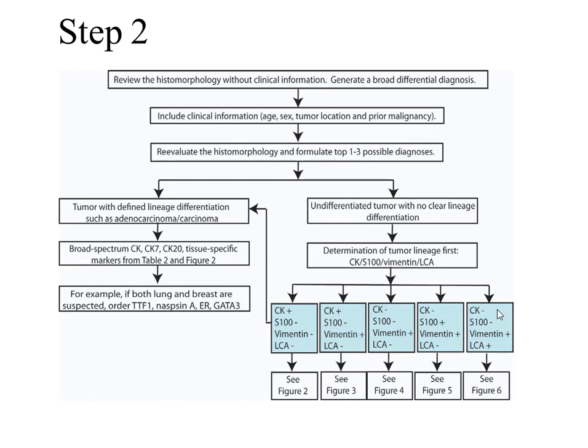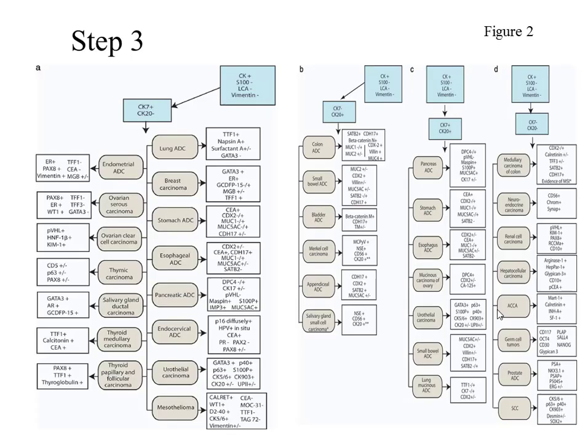And if we have a tumor with a definite lineage differentiation such as adenocarcinoma, carcinoma, we use first of all cytokeratin 7 and cytokeratin 20. If the tumor has no clear lineage of differentiation, we may use, as I said before, the panleukocytic marker, pancytokeratin, S100 and vimentin. According to that, we will separate the tumors. Here you can see step number 3.